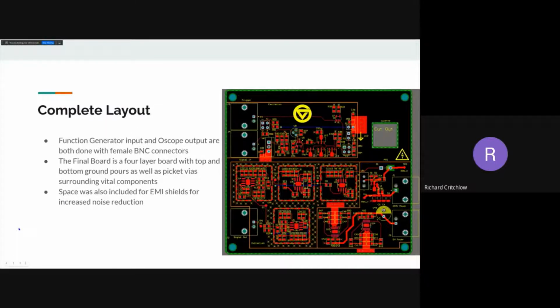This is our complete layout for the circuit board. Up here we have the excitation source. Here is our power, and then this right here is the collection source. And you'll notice those giant squares, those are for EMI shields that further eliminate outside noise from interfering with our signals, due to the fact that these are such low signals and so susceptible to noise.